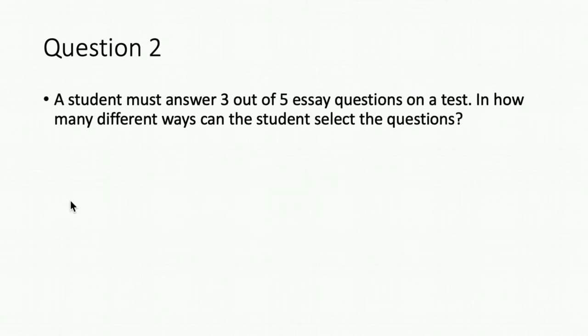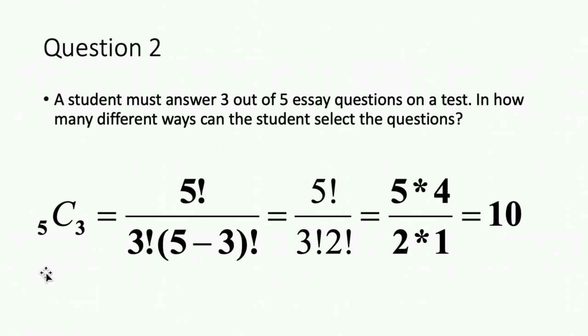Here's another question. A student must answer 3 out of 5 essay questions on a test. In how many different ways can the student select the questions? This is again a combination problem instead of a permutation problem, since the order of those essays doesn't matter. Out of a total of 5 essays, we're making groups of 3. Therefore, we do 5C3, which will give us 10.